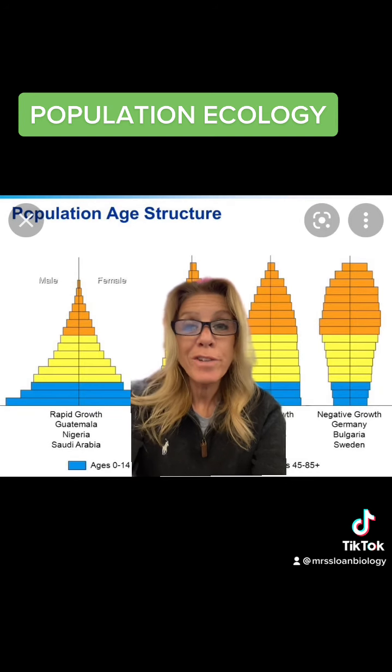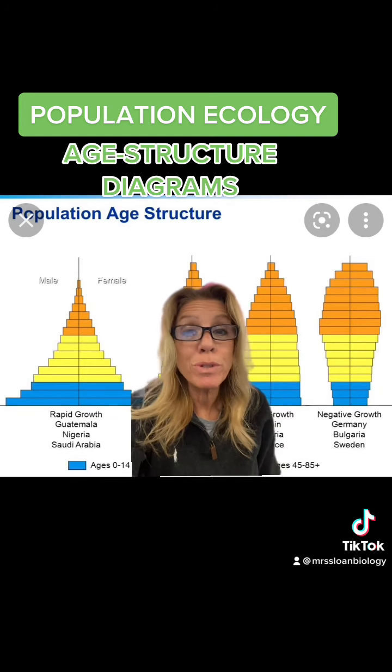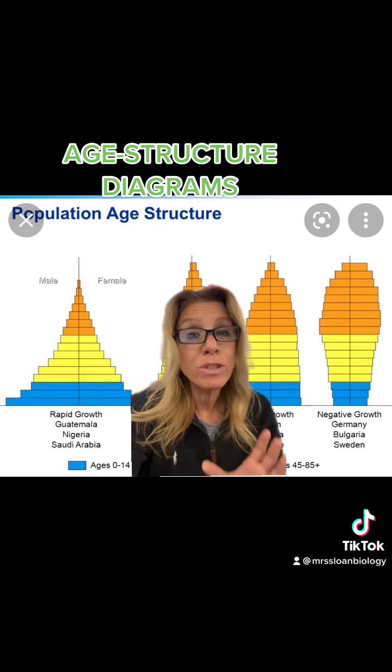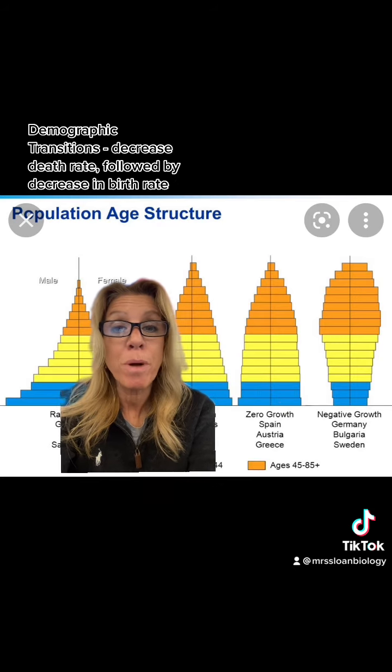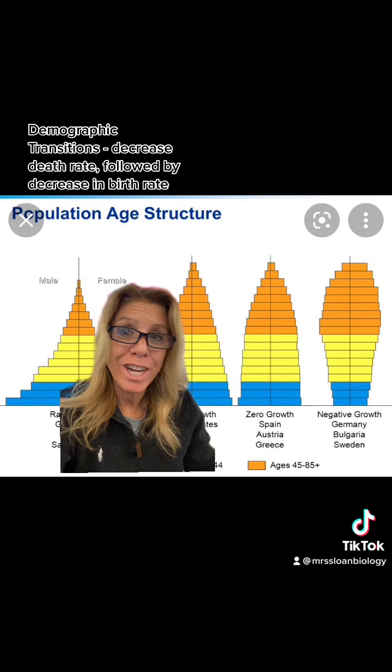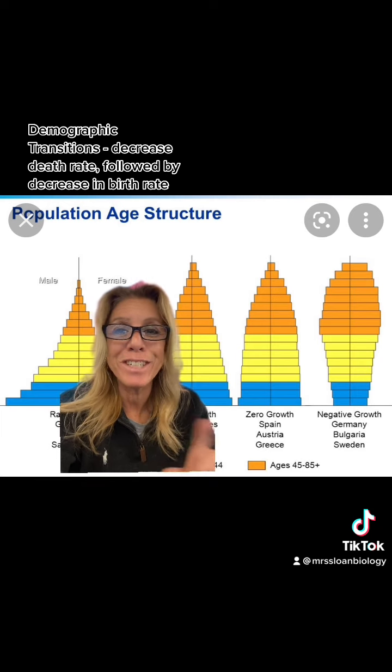Age structure diagrams: you have pre-reproductive in blue, reproductive in yellow, and then orange is post-reproductive. When you have a large base, that population is going to grow. When you have a smaller base, it's probably more stable, and you can have demographic changes, and you can go from an LDC to an MDC.